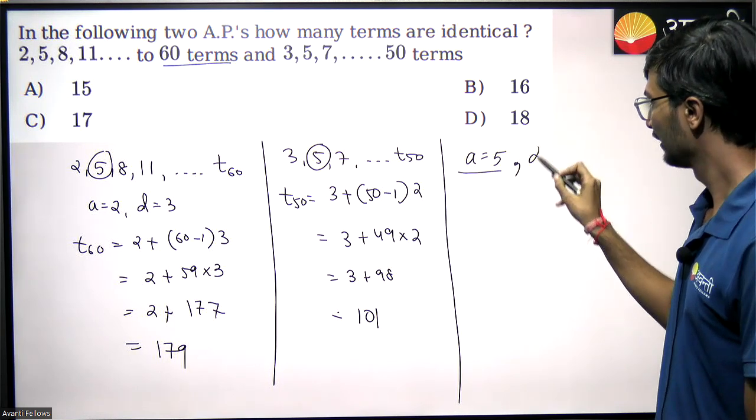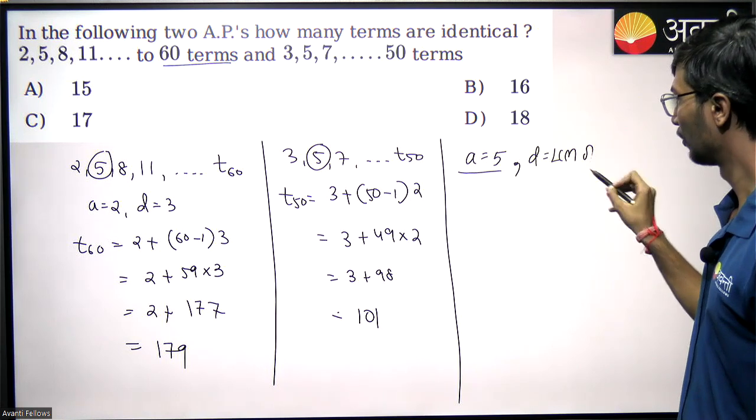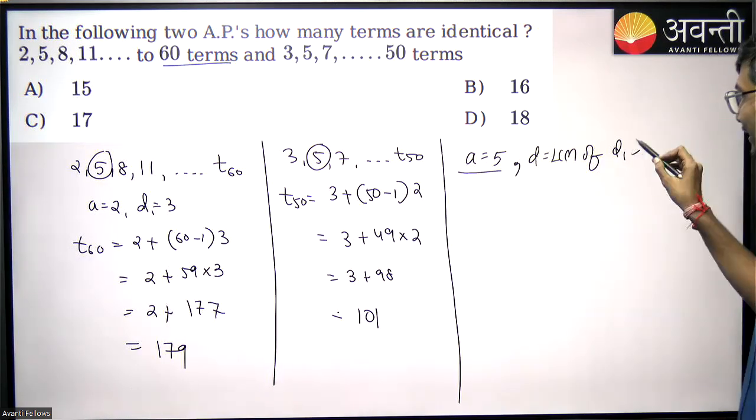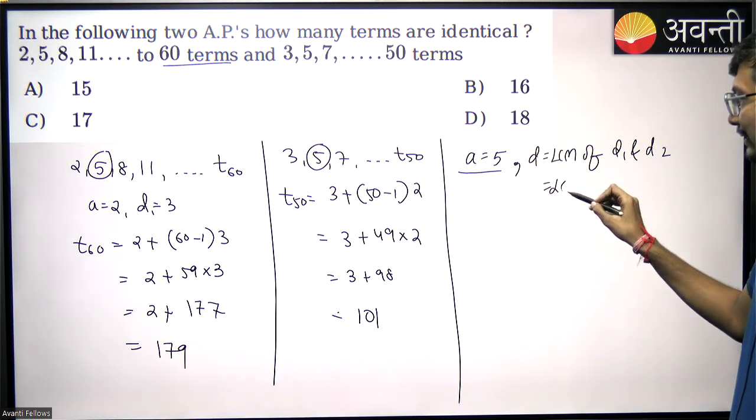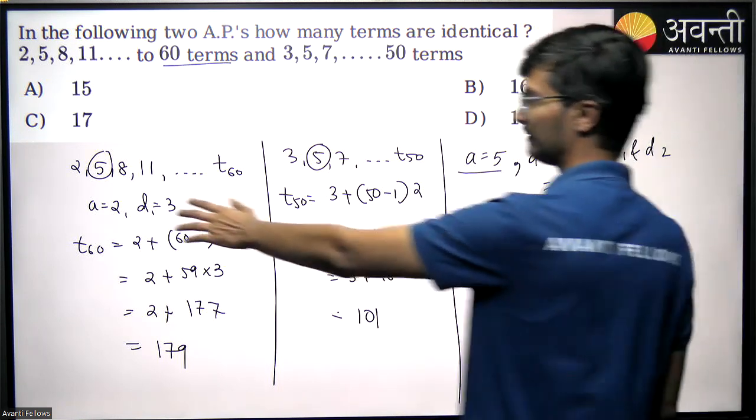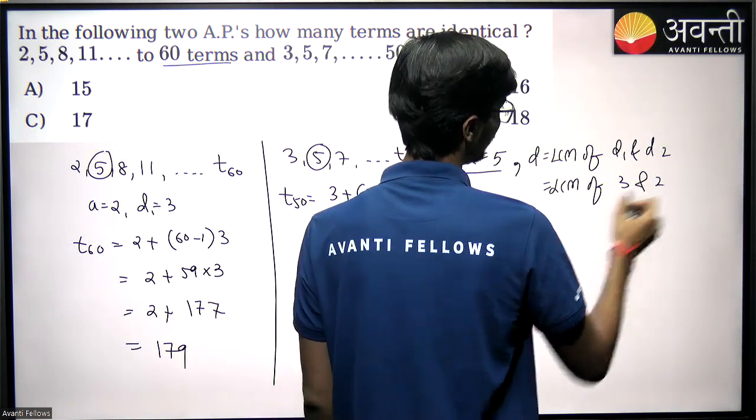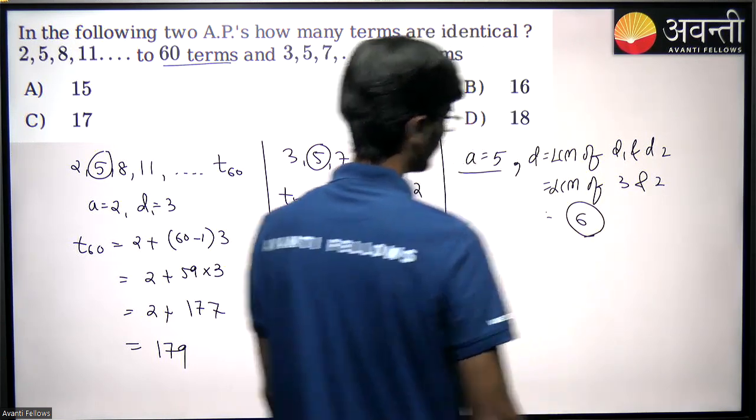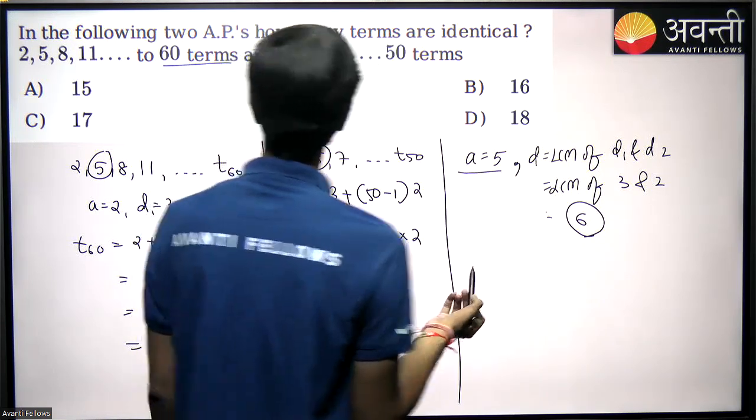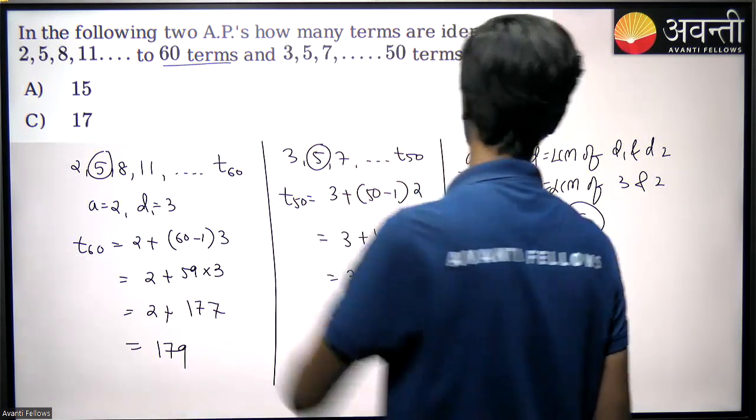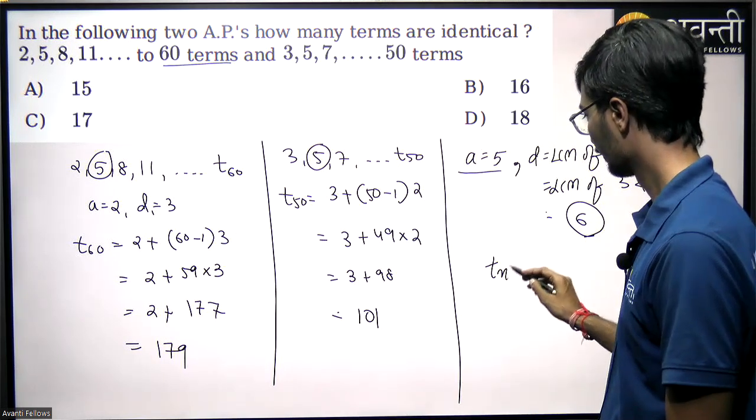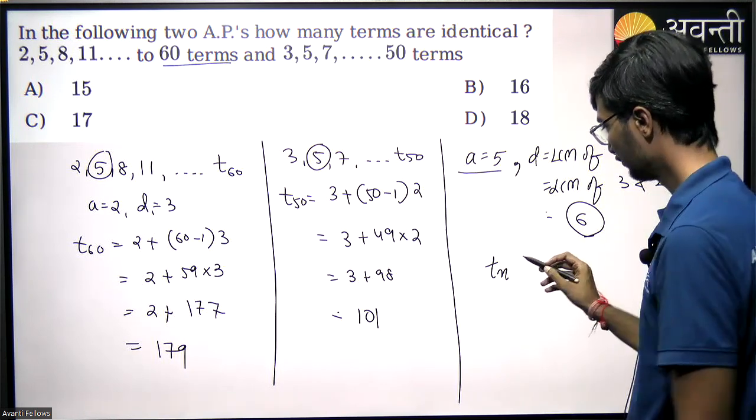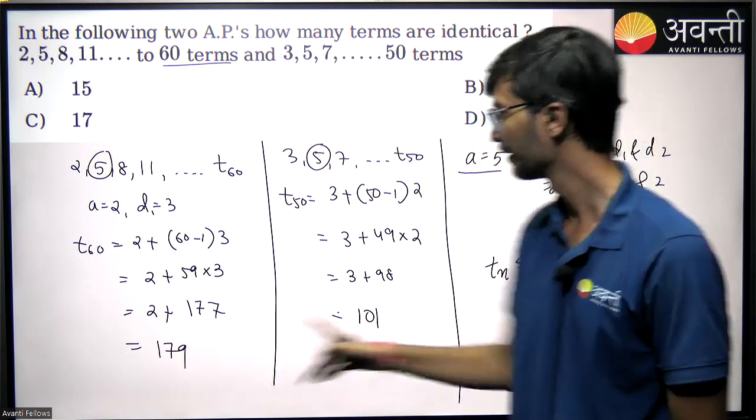Next, the common difference will be equal to the LCM of, let's say this is D1 and D2. So LCM of D1 and D2. What is D1? 3 and 2. The LCM of 3 and 2, guys, is 6. So we have to find how many terms are identical. So the last term will be less than or equal to 101.